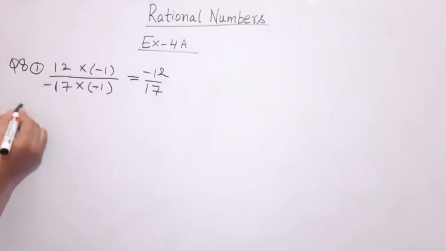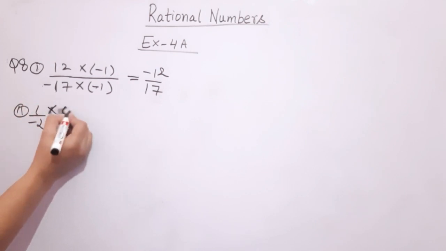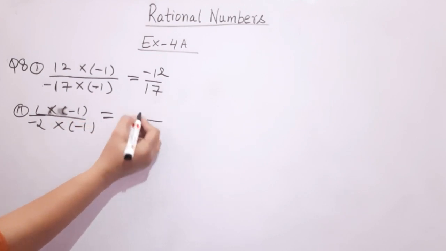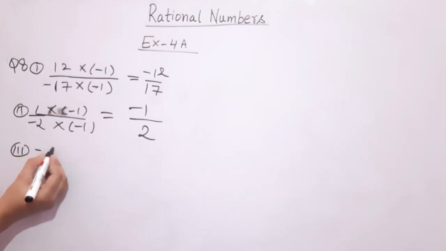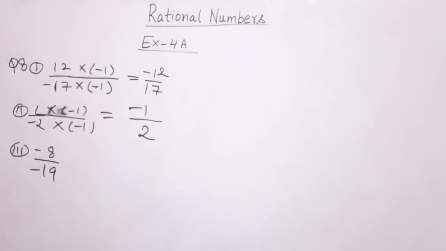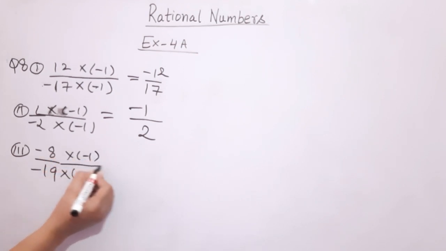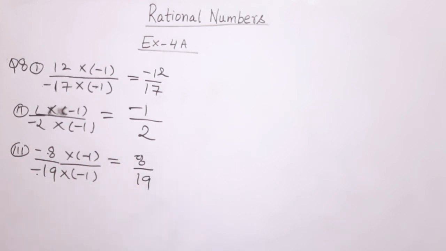Now the second option is 1 upon minus 2. Again we have to multiply both the numerator and denominator by minus 1 in order to change the denominator into a positive number. So it will be minus 1 upon 2. Now the third option is minus 8 upon minus 19. What we have to do? We have to convert the denominator to positive. So to convert it positive, we have to multiply by minus 1. So minus minus is going to become plus. Here also it will be plus. So the answer will be 8 upon 19.